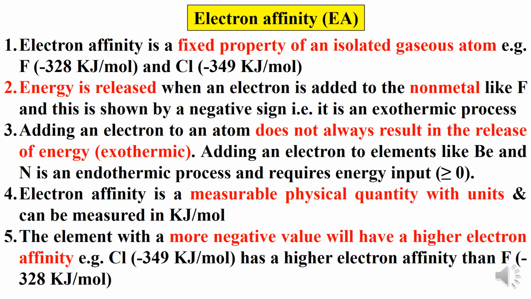And another important feature is that the element with a more negative value will have a higher electron affinity. So chlorine will have a higher electron affinity because it has a more negative value as compared to fluorine. So one needs to remember all these 5 important points before going to details of periodic trends in electron affinity.